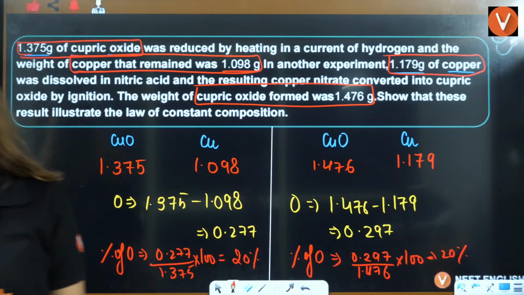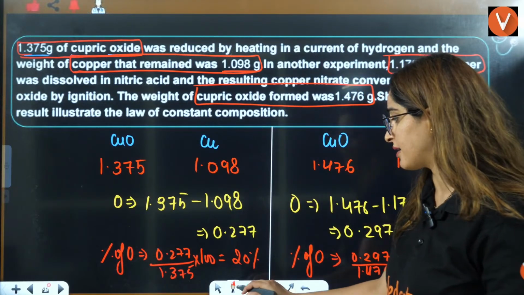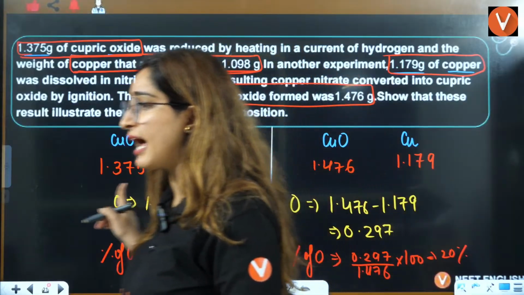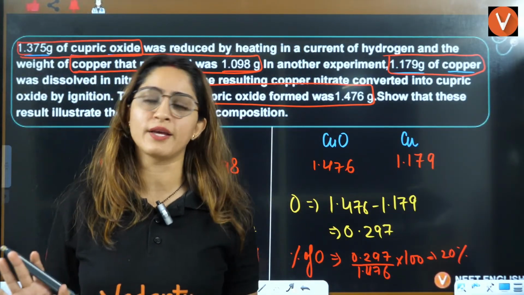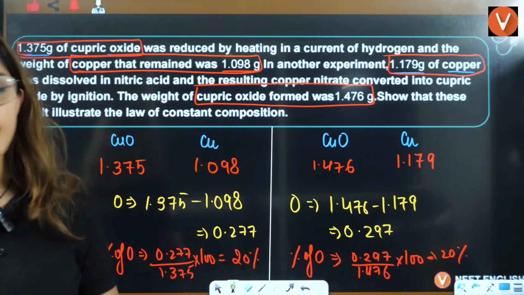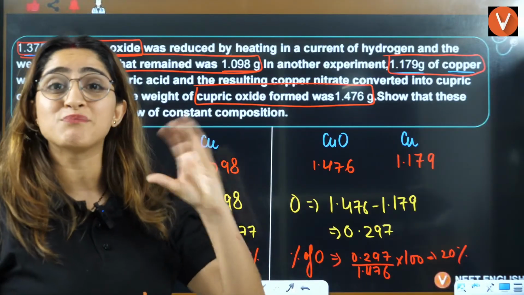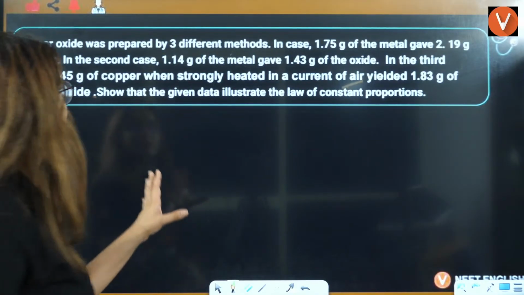These kind of questions can come in your board exam. I can't assure you that these kind of questions will not come, because it's not that difficult a question. These kind of questions can come in your exam, because in competitive exams, they will ask you the same question in the format of MCQ. So you can definitely see these kind of questions in your exams.